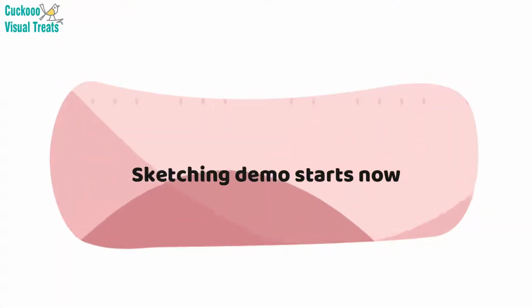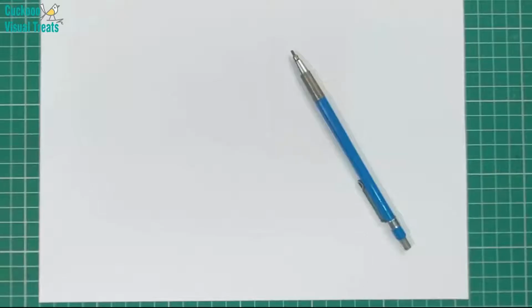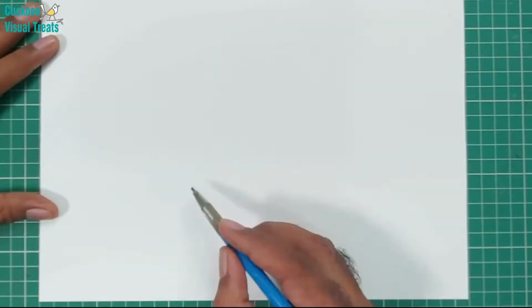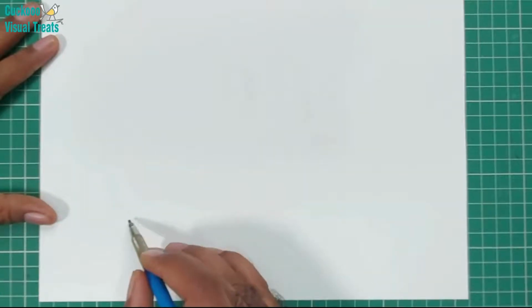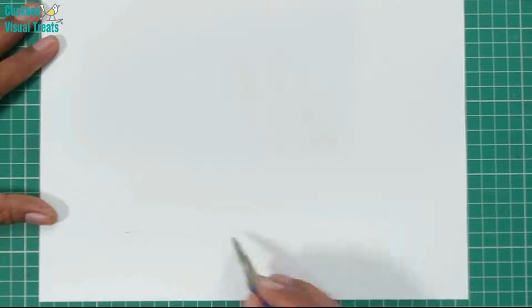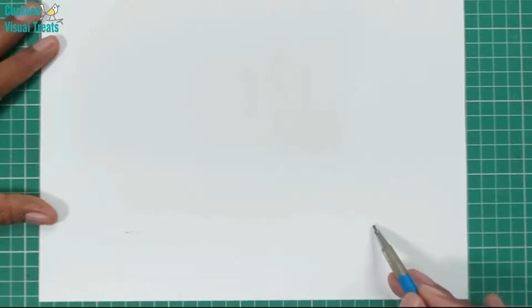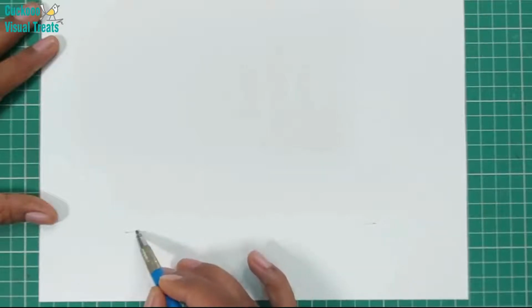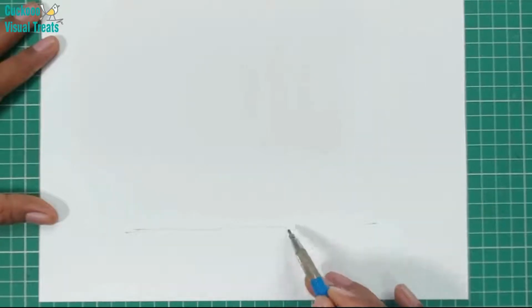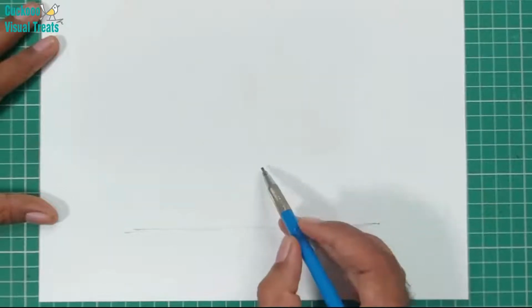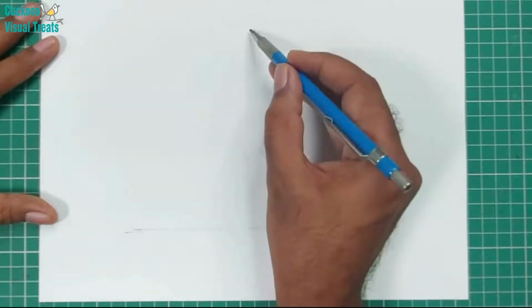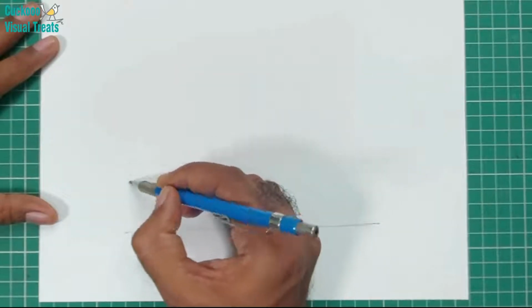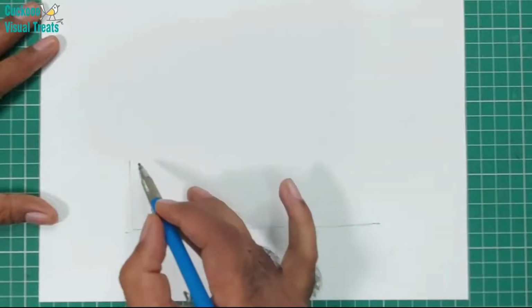Okay, let's start the demo, sketching demo. So I visited in 2014 and made these works for a resort, Anantia Resorts, which is nearby Kanyakumari. Okay, so I'm not going to use the scale, I'm going to use only pencil. So I'm going to abstract the palace using very simple shapes like rectangle and triangle.